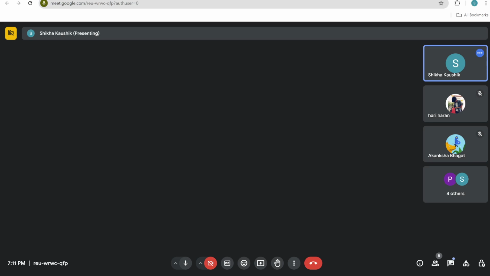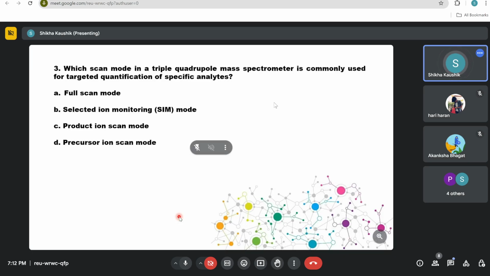Quickly, if you can tell me the answer to this one. Whenever we are doing triple quadrupole, it is basically done for selected ion monitoring only, because you are selecting the ion here. So the SIM mode is used in triple quadrupole. This technique is made like that: you are doing targeted proteomics through selection.